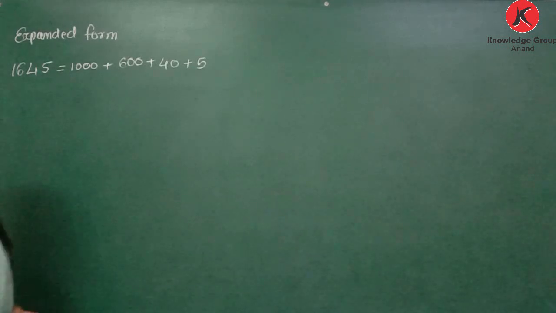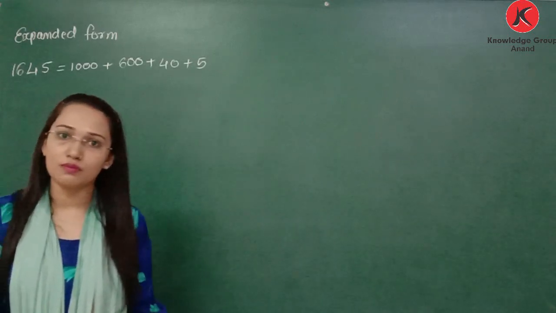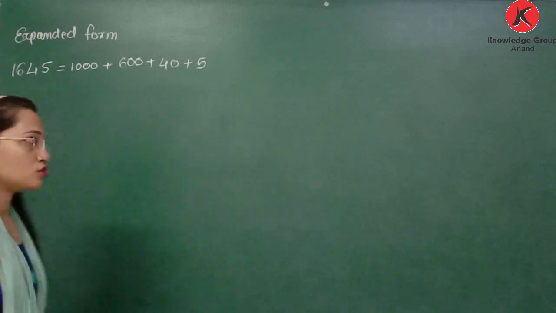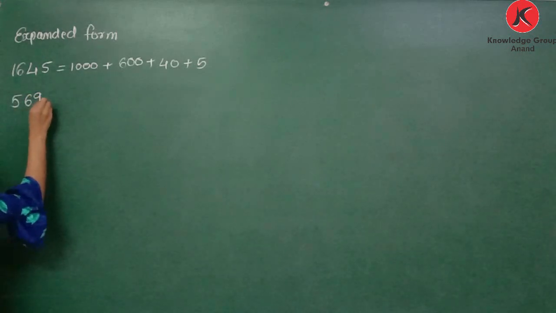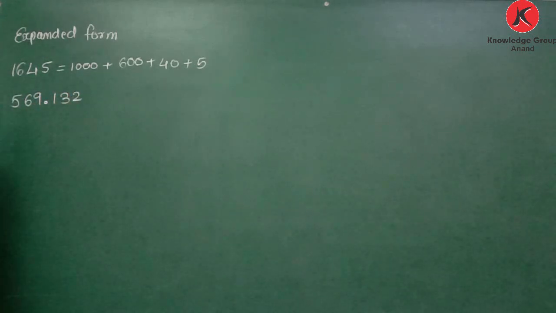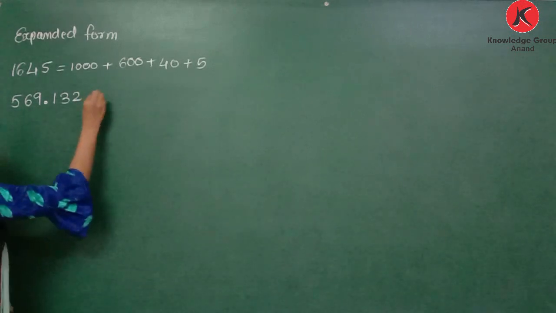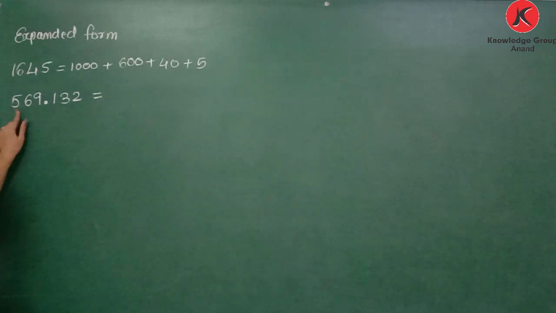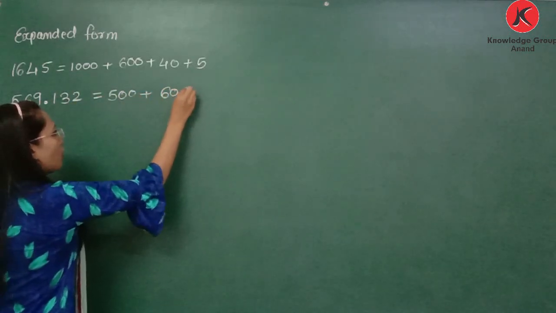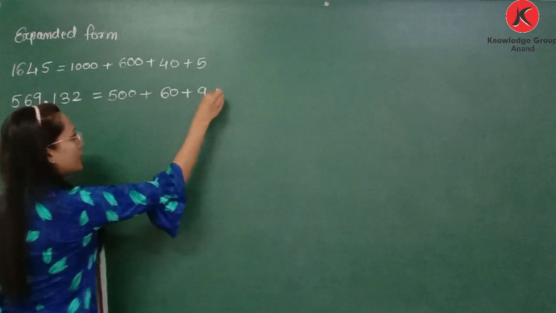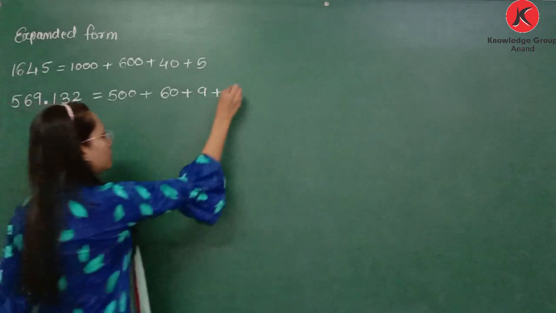Now we already learned previously to write the place value of a decimal number using a place value table. So if we have a decimal number like 569.132. Okay, so how can we write the place value, meaning the expanded form, for this? So here the place value of 5 is 500, place value of 6 is 60, place value of 9 is 9. Now after the decimal point 1, so what is the place value of 1? It is 1 by 10.